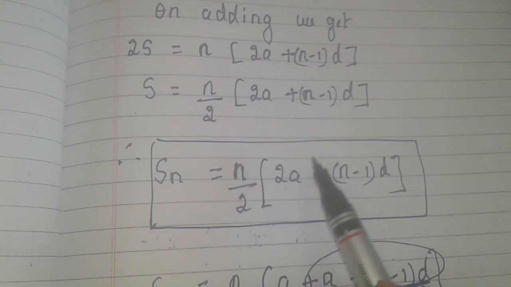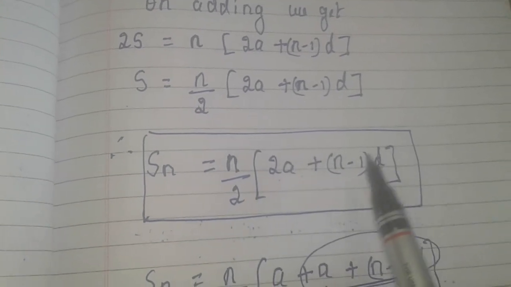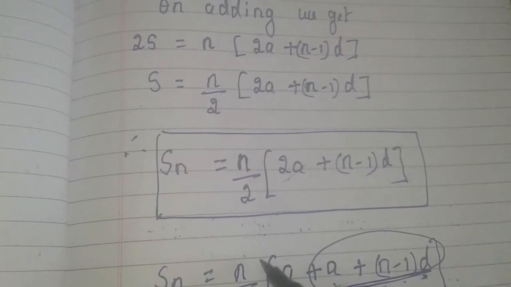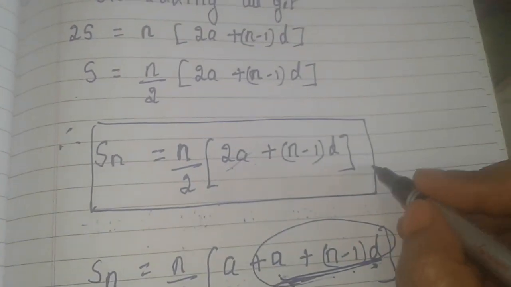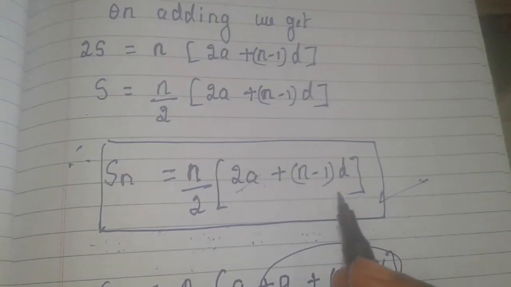Don't get confused, children. In the nth term we have a plus n minus 1 into d, but here you have 2a plus n minus 1 into d. So this is the basic formula that you need.